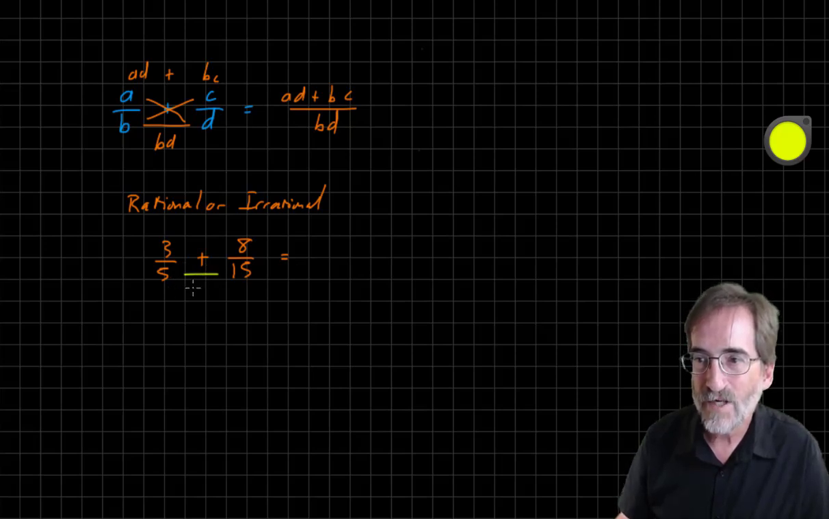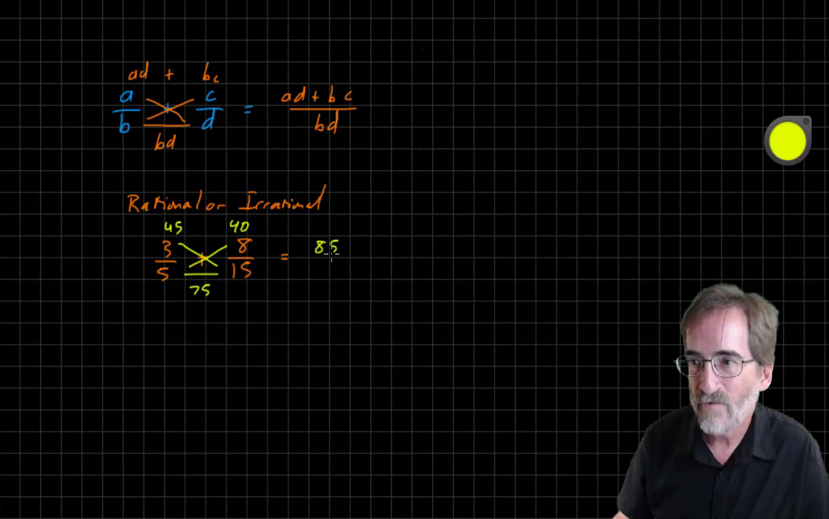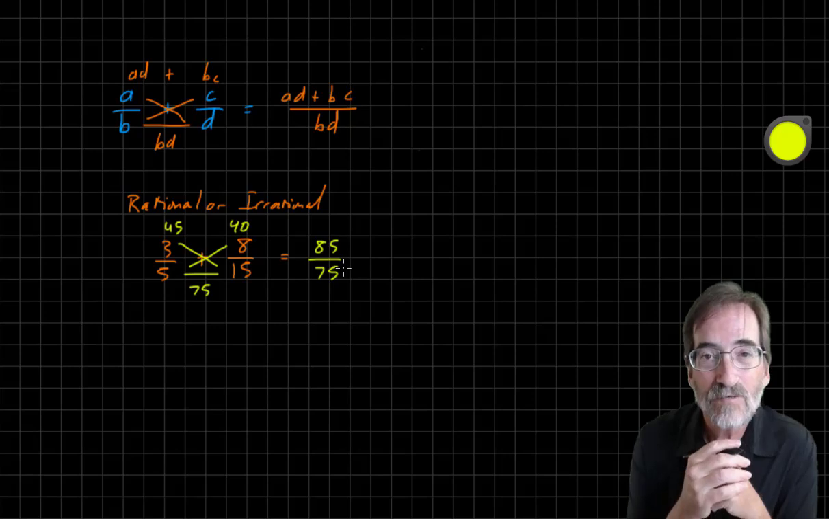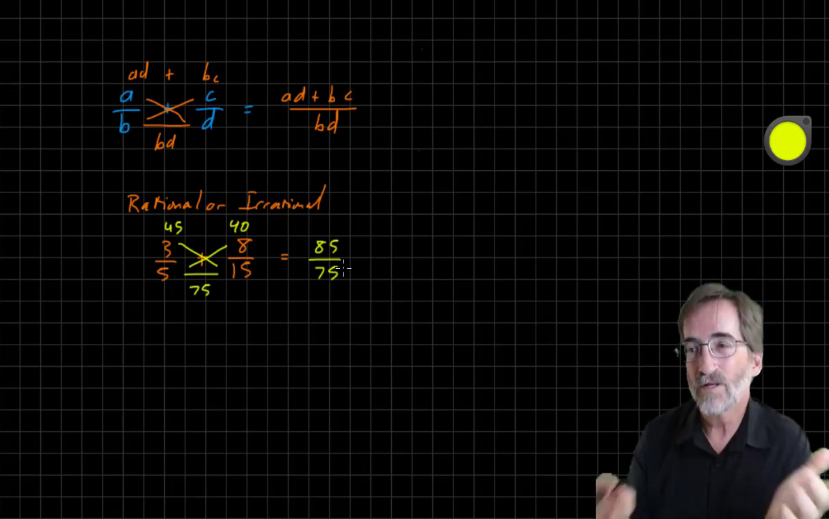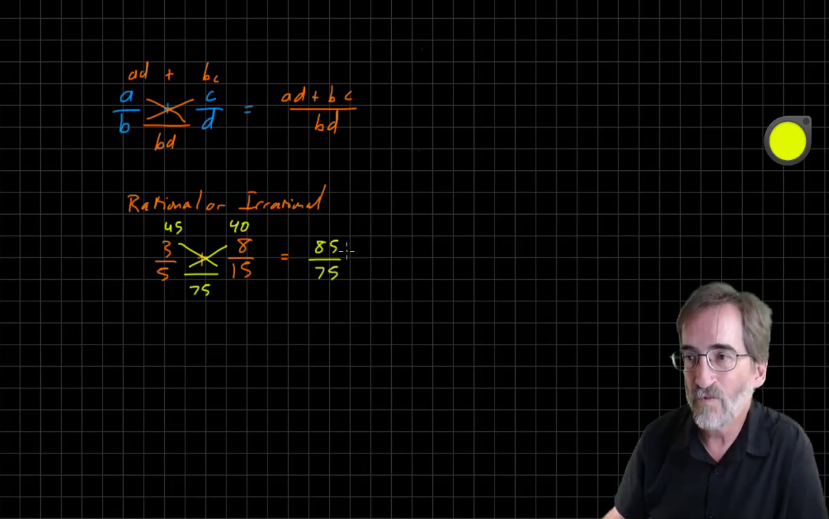5 times 15 is 75. 15 times 3 is 45. 5 times 8 is 40. 45 plus 40 is 85 over 75. Now note this is a correct answer, but it is not reduced. And so if you need to reduce it, think of a number that divides both evenly. They both end in 5, so I'm going to divide them both by 5.